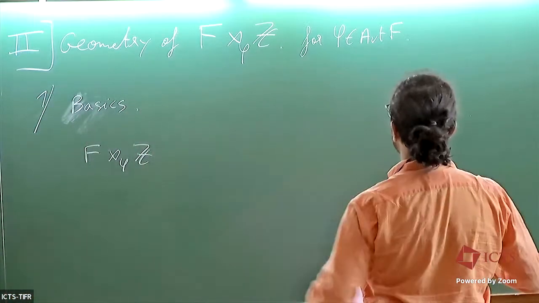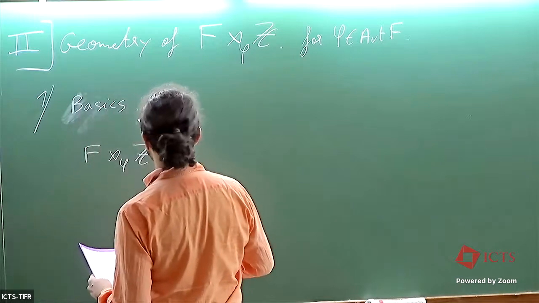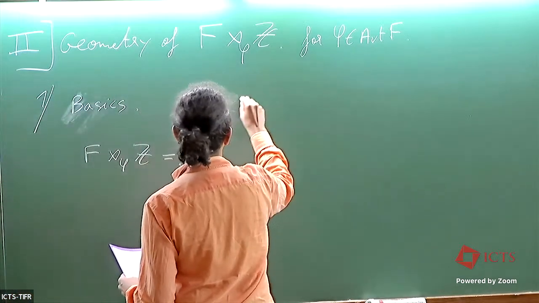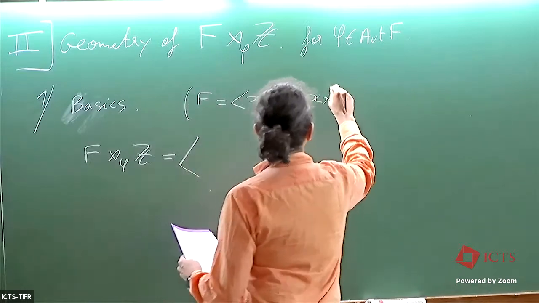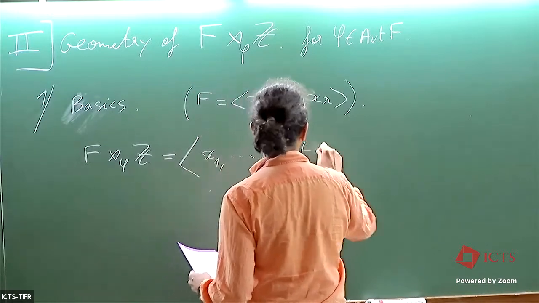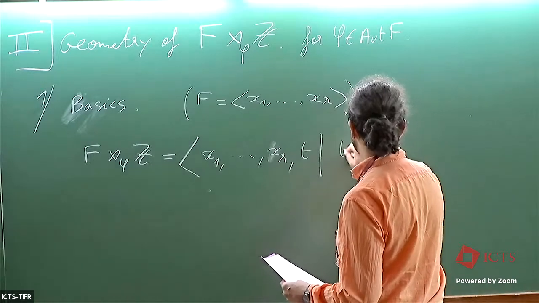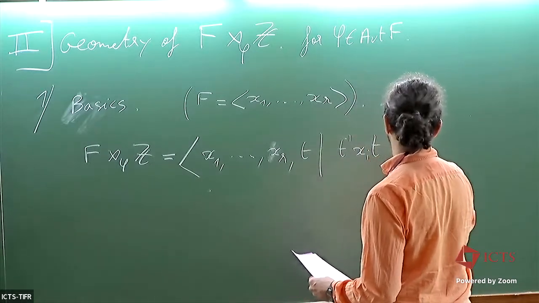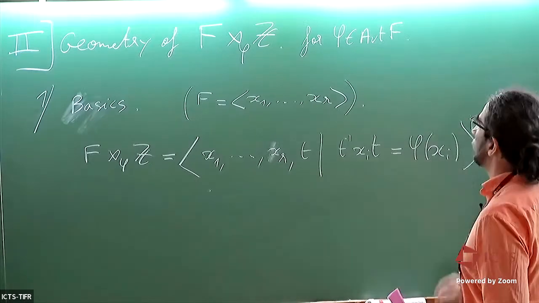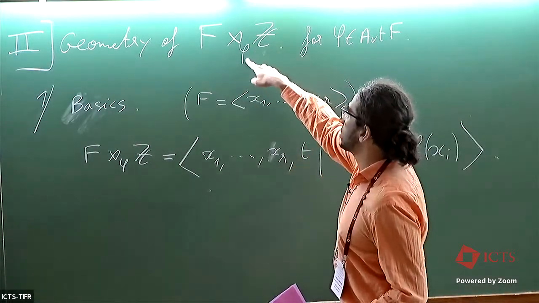The semi-direct product of F and Z given by the automorphism phi is generated, okay, I should give a name to my generators of F, by x1, ..., xr, t, and the relators of this semi-direct product are that the action by conjugation of t is the automorphism that you are given. So it's really the semi-direct product by saying that the generator of Z acts by this automorphism.